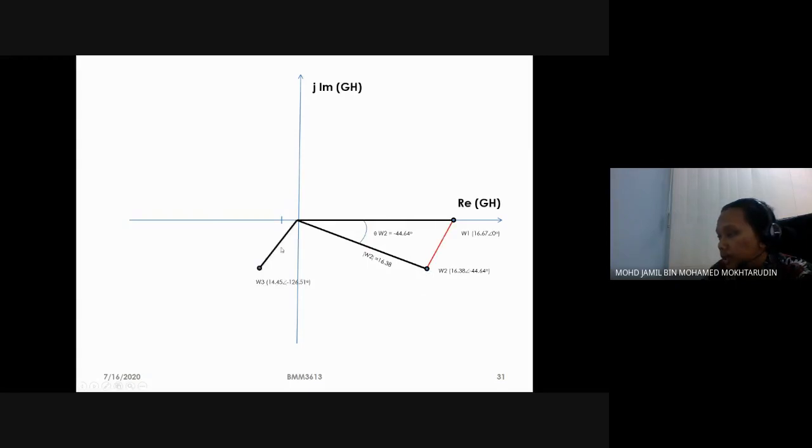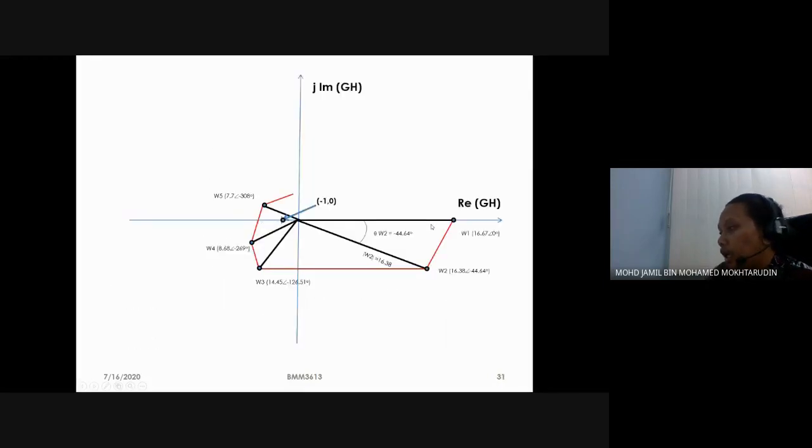And then you repeat the process for different frequencies. You plot the dots, and then connect the dots with a line. So these lines, the red lines here, are the Nyquist plot. Repeat the process for each frequency, then connect the dots, okay?